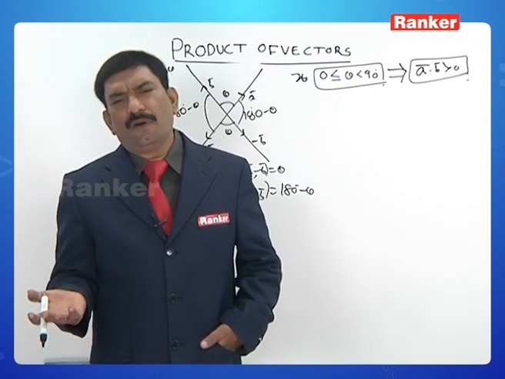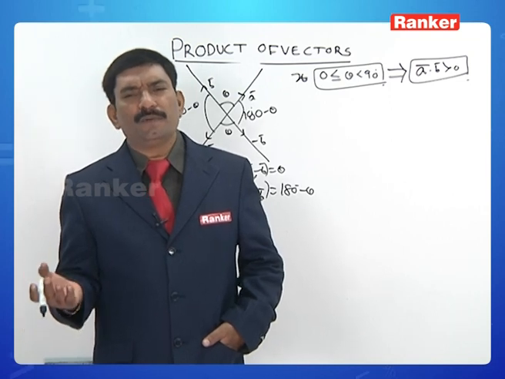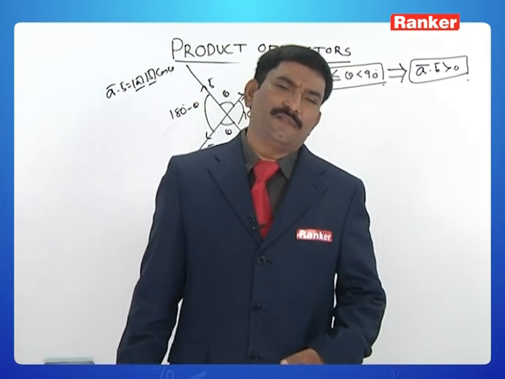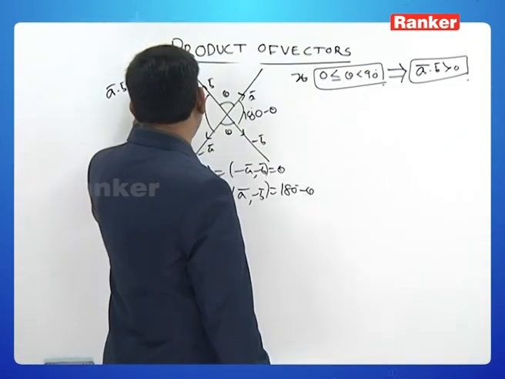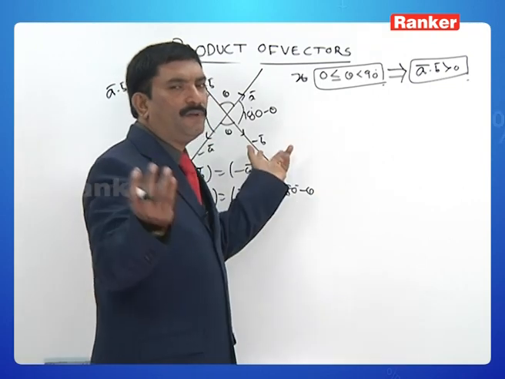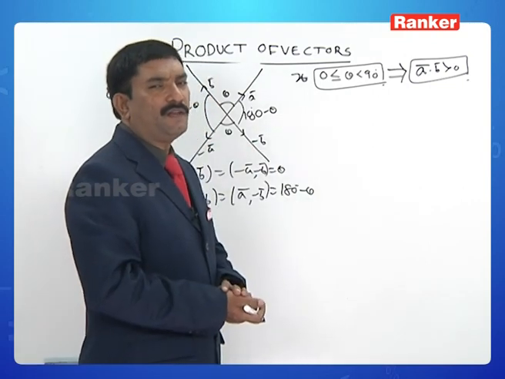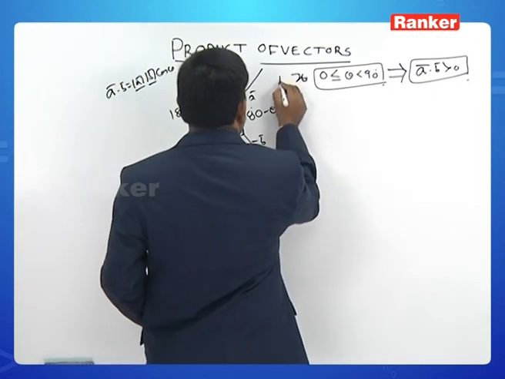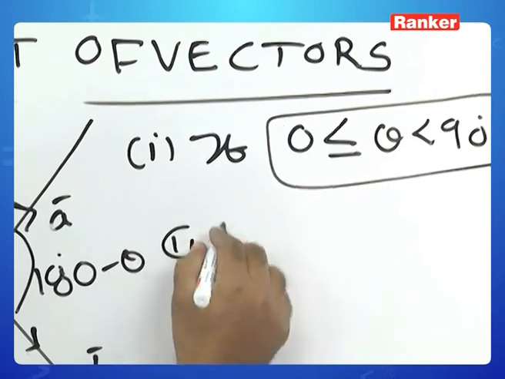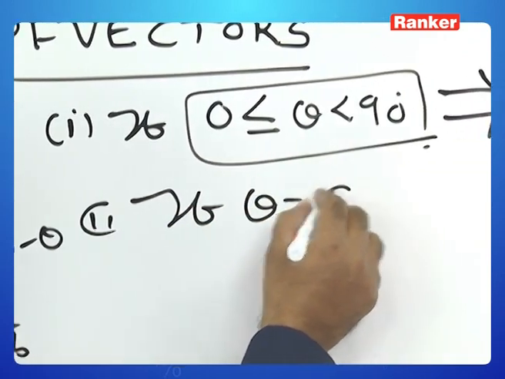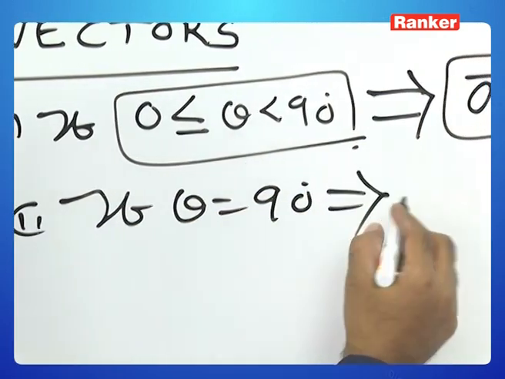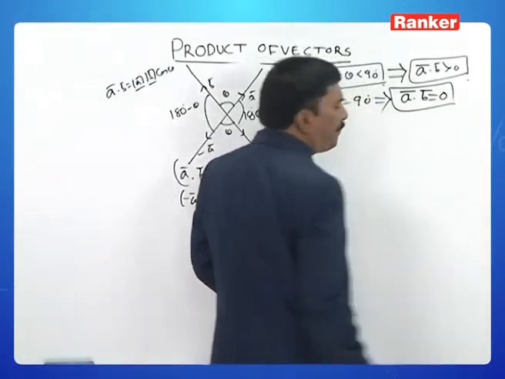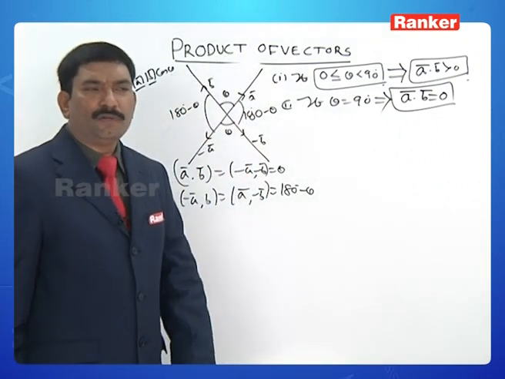A dot B is equal to mod A into mod B into cos theta. Theta runs from 0 to 90, it's an acute angle in the first quadrant. Cos is positive, so this is positive, this is positive, and the total value is positive. Therefore, A dot B is greater than 0, remember. This is the first one. The second one: if theta is equal to 90, A bar dot B bar is equal to 0, then they are perpendicular or orthogonal.